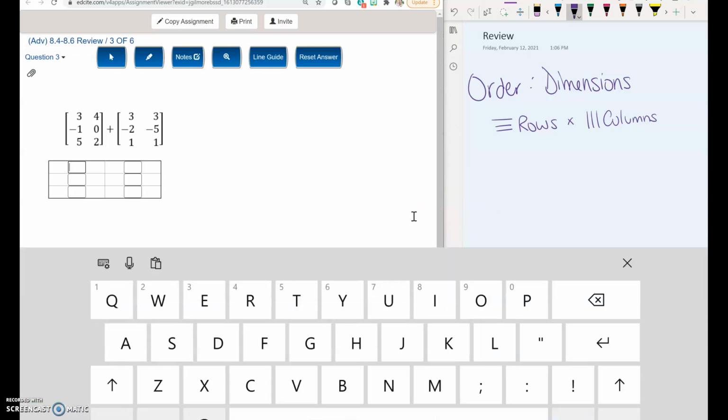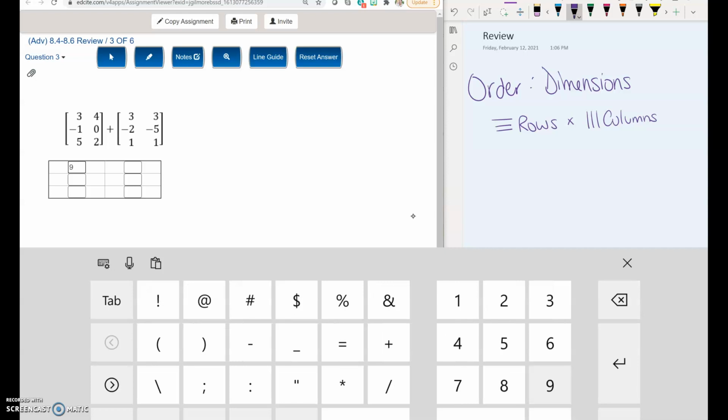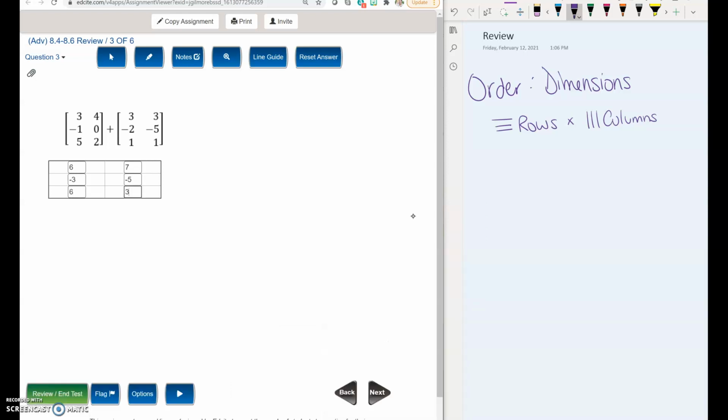3 plus 3 is 6. 4 plus 3 is 7. -1 and -2 is -3. And don't put any spaces when you're doing negative, just type in the minus button and then 3. 0 and -5 is -5. 5 and 1 is 6. 2 and 1 is 3.